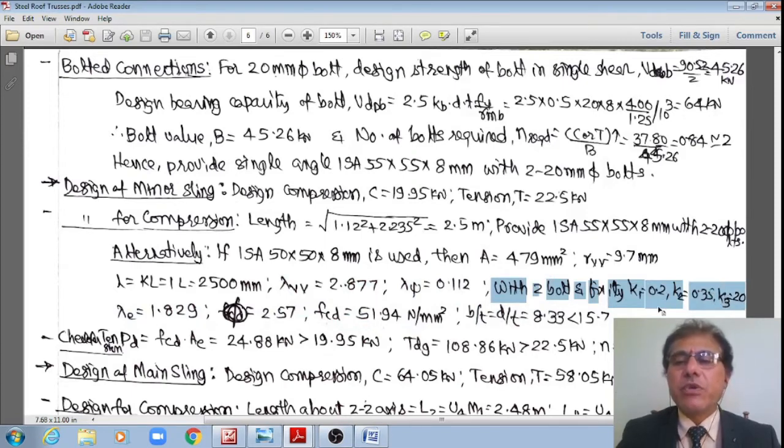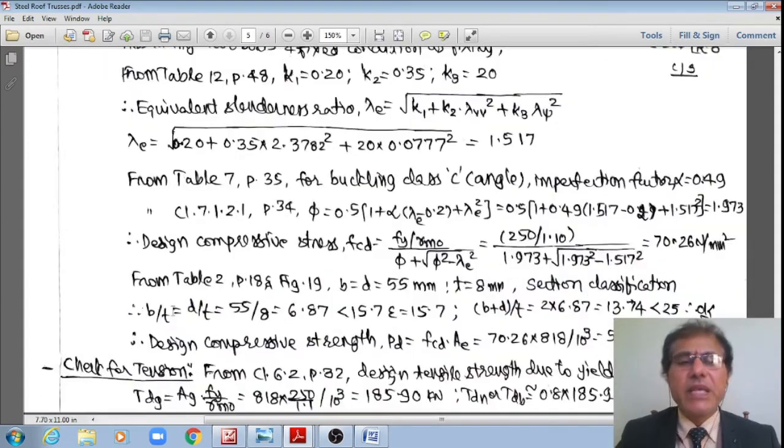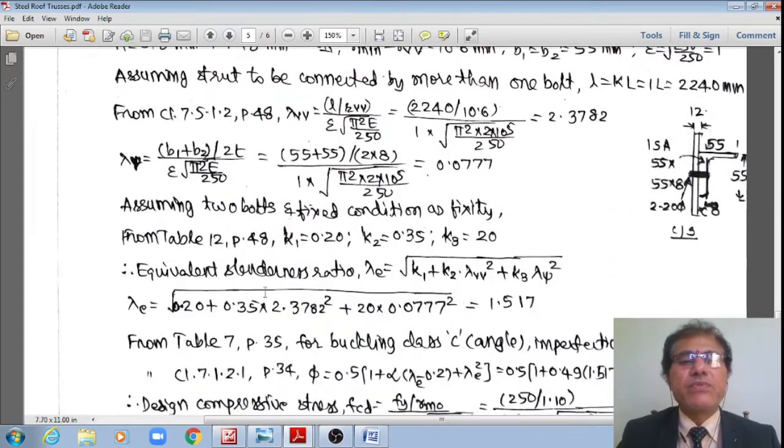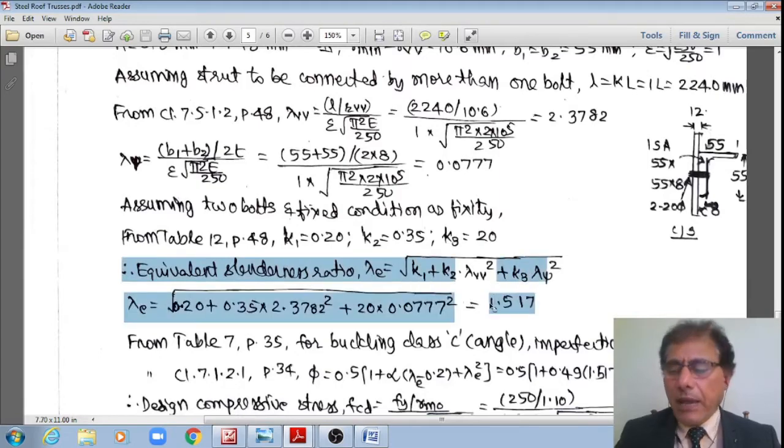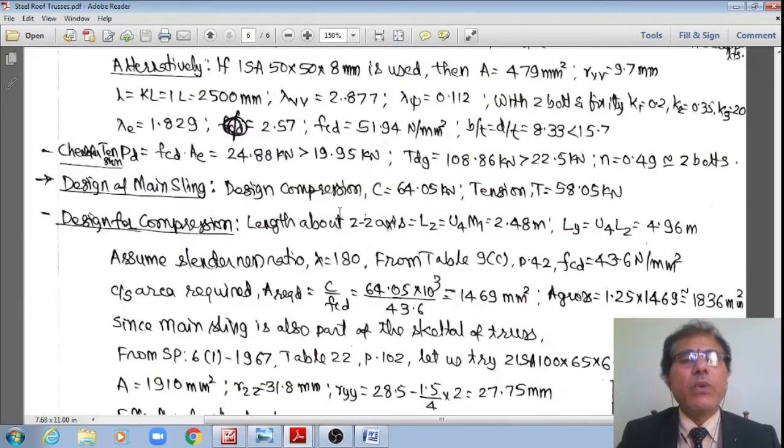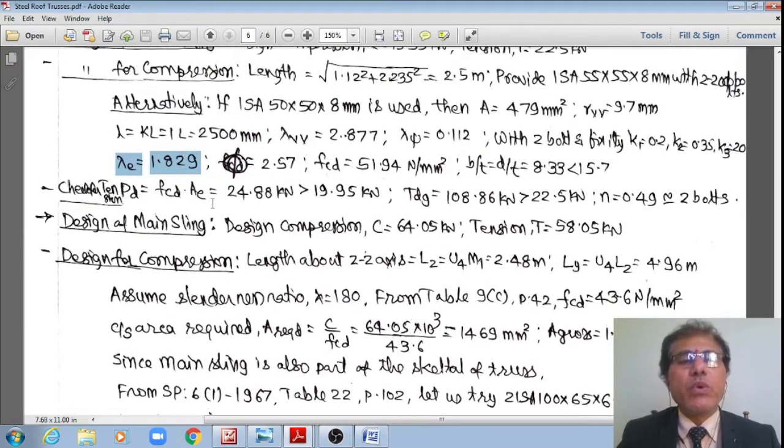In the previous subheading also we have seen K1 is equal to 0.2, K2 is equal to 0.35 and K3 is equal to 20. Therefore, substituting all these into this formula, now I'll get this effective slenderness ratio given by this formula. If I substitute into this formula, I am getting a new value. I am not calculating directly, showing the output now as 1.829.